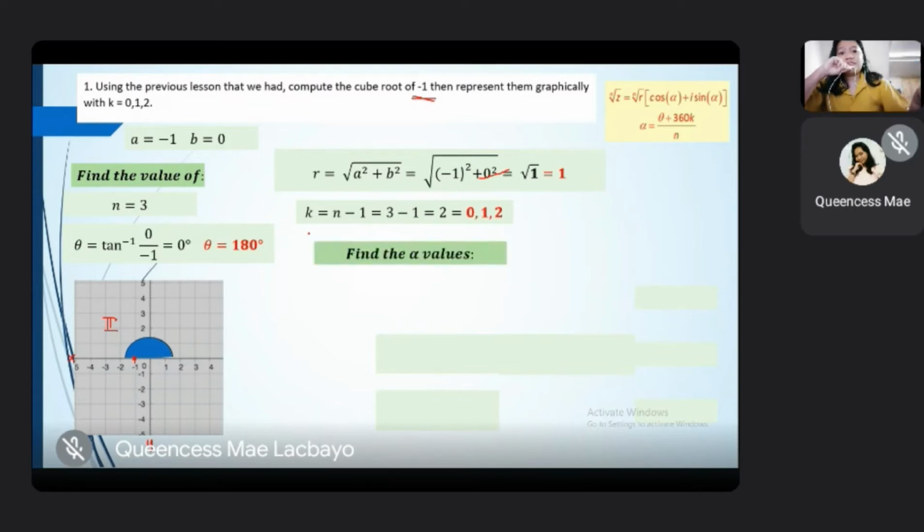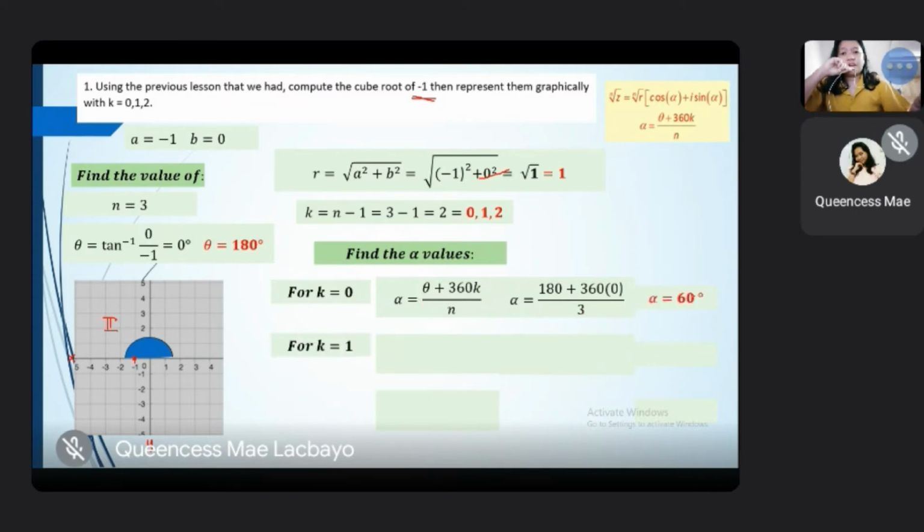Then, find the alpha values. First is k equals 0. The formula for alpha is this one from De Moivre's theorem: theta plus 360k over n. Then let's just substitute the n, the k, and the theta. So 180 is our theta, 360 times 0 for our k, over n equals 3. So we have 60 degrees.